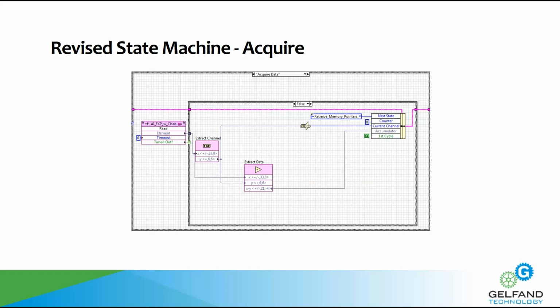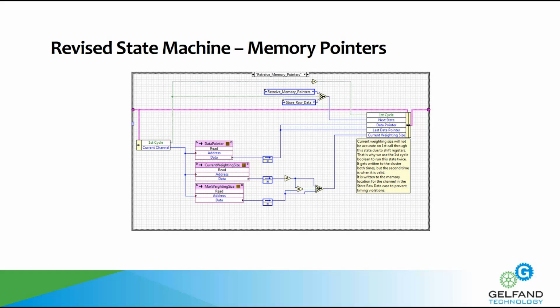My acquire, I have my DQ element. I extract my channel, and I go to my next step being retrieve memory pointers. I extract the channel, put it into the current channel cluster element, and I say this is my first cycle. Then I retrieve my memory pointers. Now, again, we talked about that when we go to single cycle timed loop, we have to have the feedback nodes because reading from our memory takes 2 iterations.